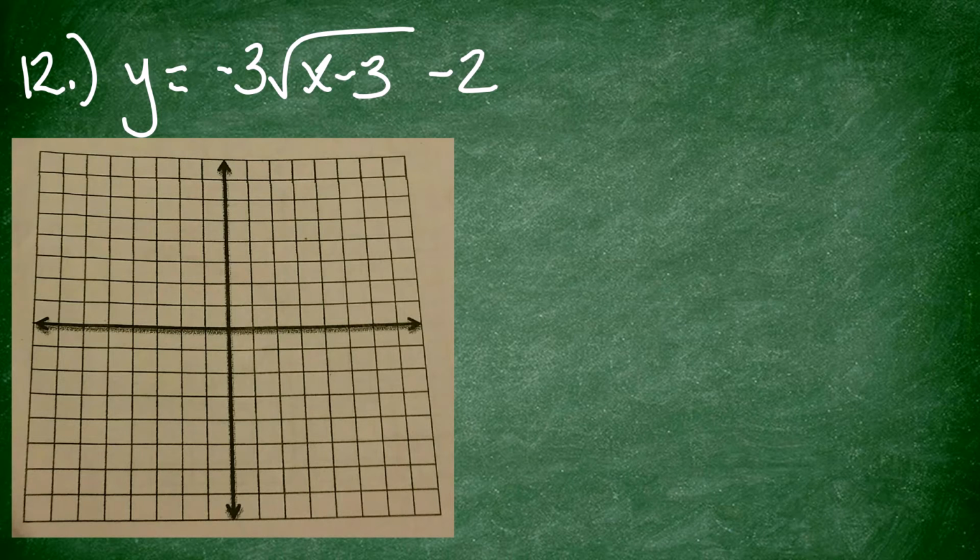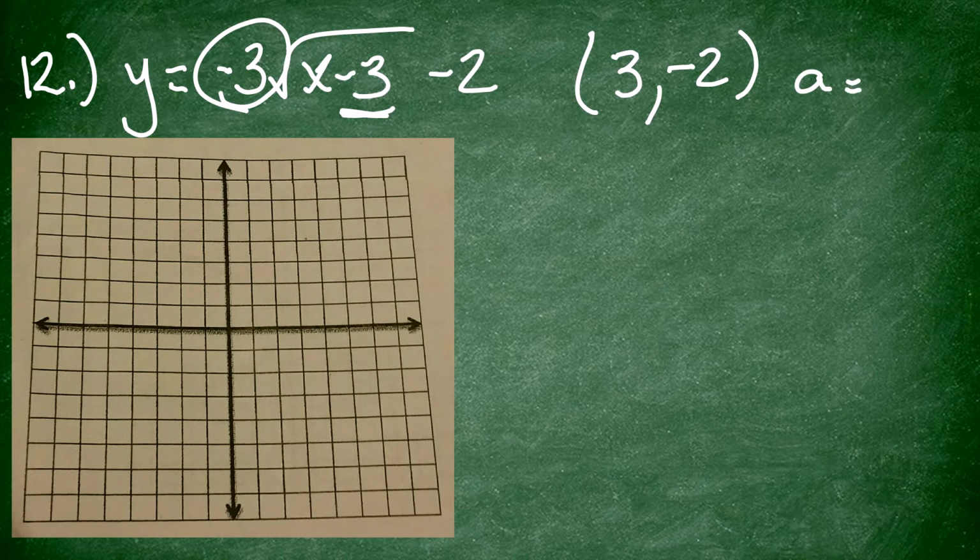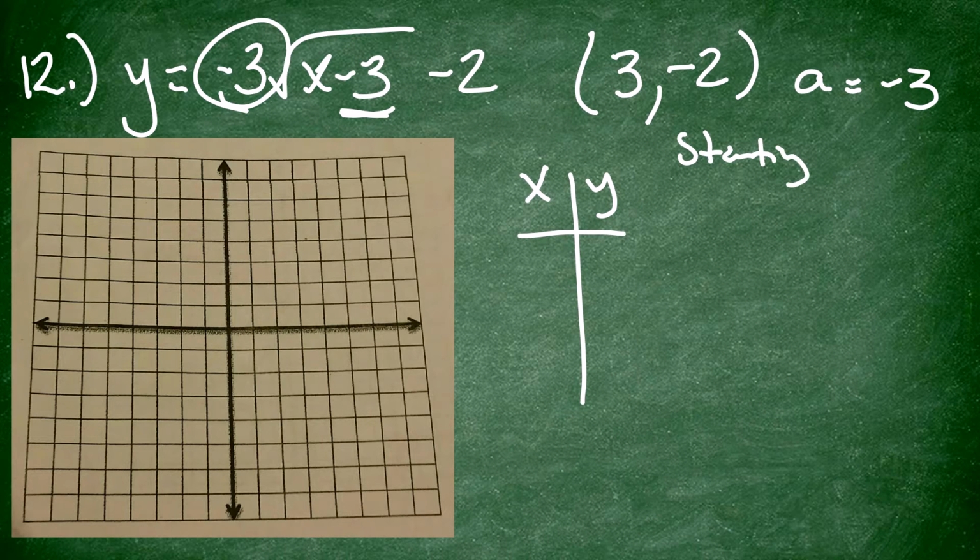All right, 12. We have y is equal to the negative 3 times the square root of x minus 3, minus 2. Once I chunk out h and k, it looks like h is negative 3, but remember, we don't trust that h. That's why it's a positive 3. And then we have negative 2. K is right there. Or a, that's negative 3. I always like to find a just so you don't get confused. X and y. It's a starting point because it's a square root. So I have positive 3, negative 2 to start.